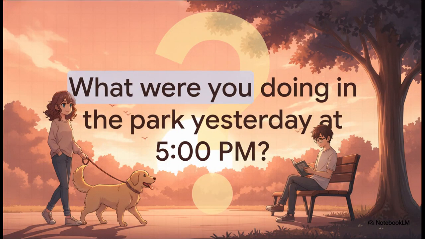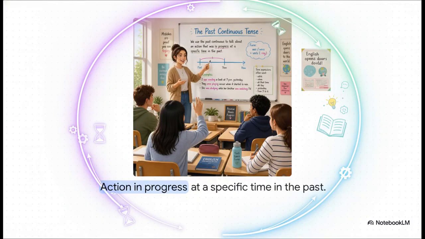All right, let's dive right in with a little mental time travel, just to get our brains warmed up before we look at any actual rules. Picture yourself at your local park yesterday, right at 5 p.m. The sun's starting to go down. What were you doing at that exact moment? Were you walking the dog? Sitting on a bench? Just by answering that, you are naturally reaching for the exact grammatical structure we're breaking down right now.